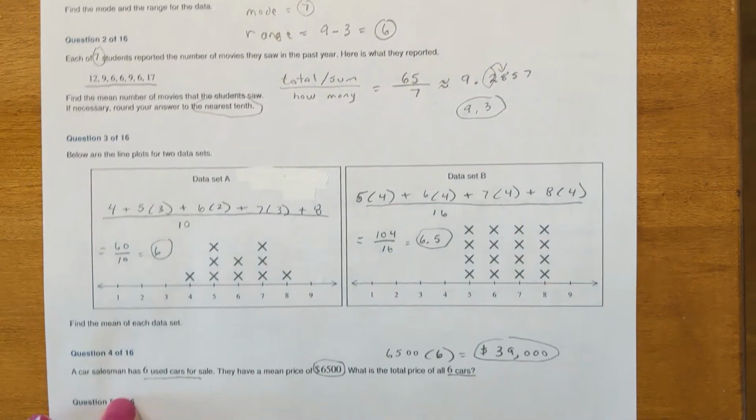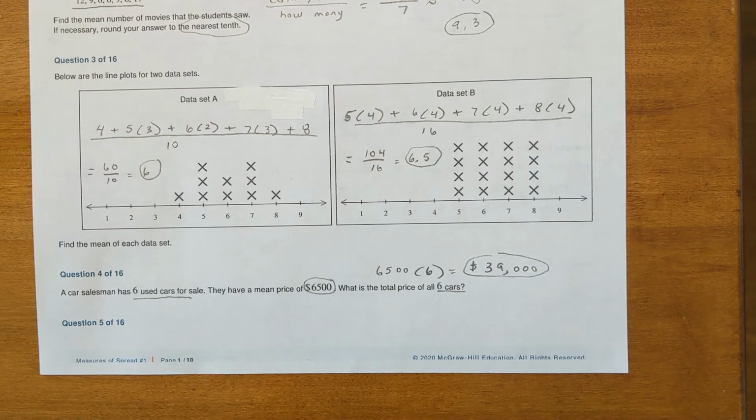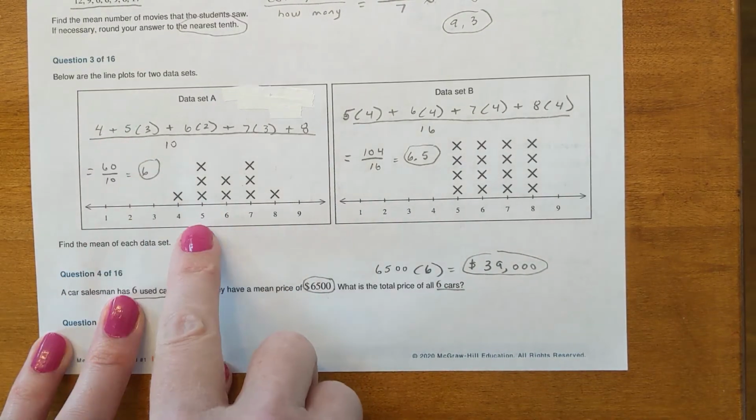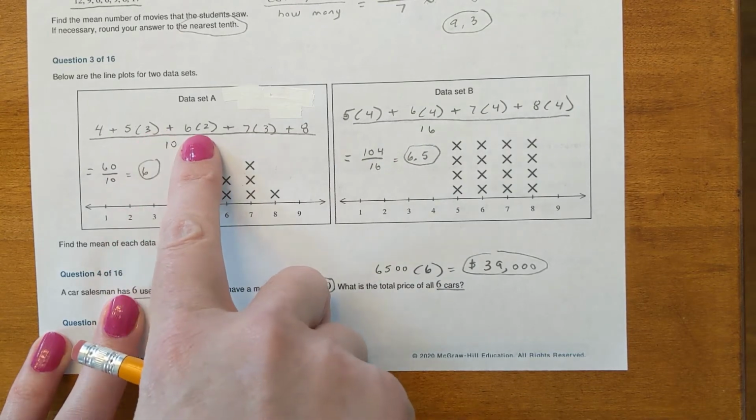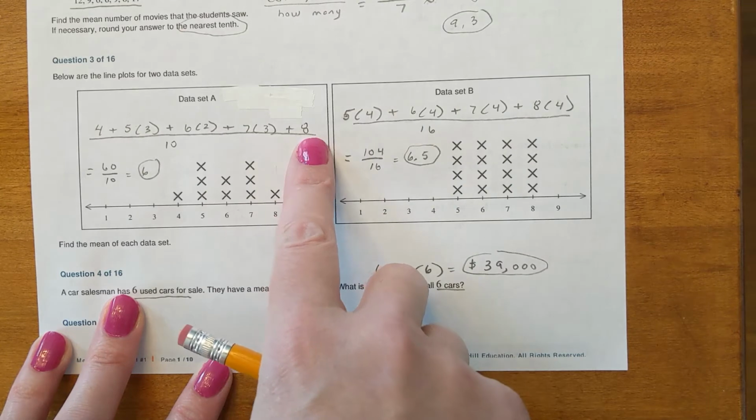Number 3, it says below are the line plots for 2 data sets. They'd like us to find the mean of it. All right, so we have the number 4 once. We have the number 5 3 times. We have the number 6 twice, the number 7 3 times, and the number 8 once.